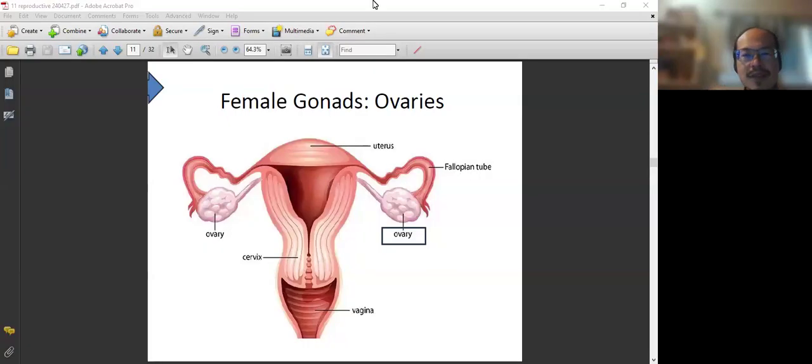All right. So let's move on to the female one. So here is the female reproductive system. The gonads are ovaries. You have two ovaries, and the function of the ovaries is to facilitate gamete development. The gametes in female is oocyte. So that's the first one, gamete development. The second one is female sex hormone production. So we will talk about both.